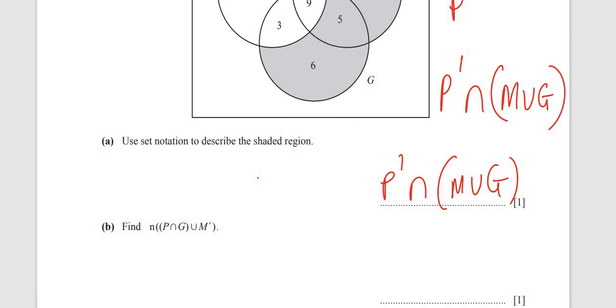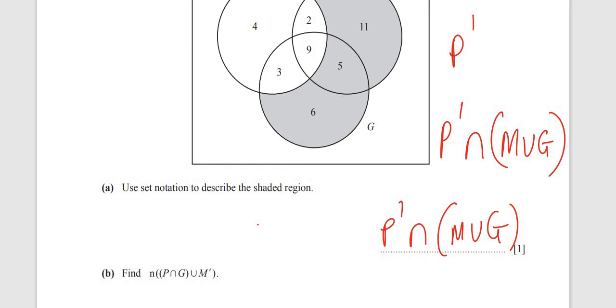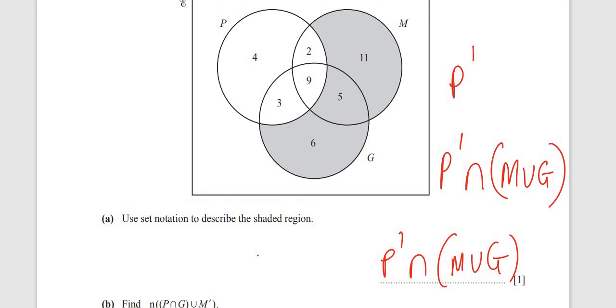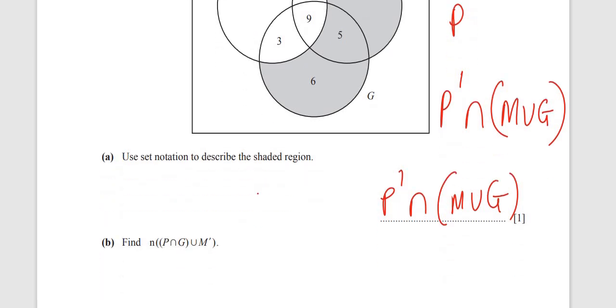Then question B says find the number n. So n asks for the number that is in P intersection G and union of M complement. So let's start by working out P intersection G. You can see the intersection between set P and set G, we have 3 and 9.